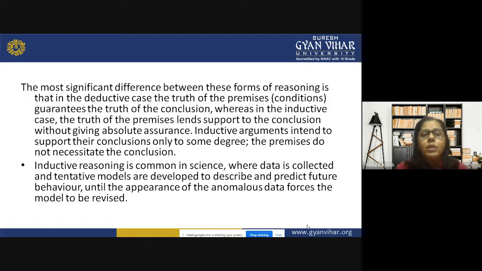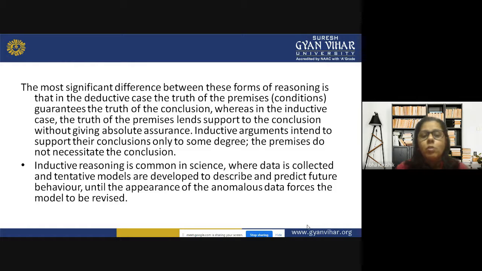The most significant difference between these forms of reasoning is that in the deductive case, the truth of the premises guarantees the truth of the conclusion, whereas in the inductive case, the truth of the premises lends support to the conclusion without giving absolute assurance. Inductive arguments are intended to support their conclusions only to some degree. The premises do not necessitate the conclusion.